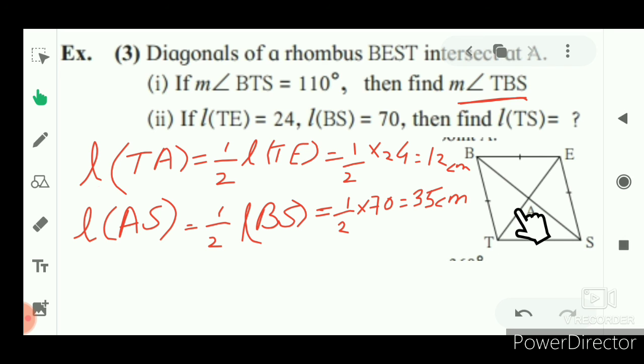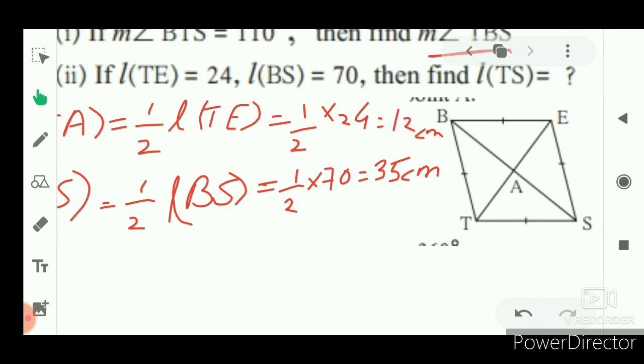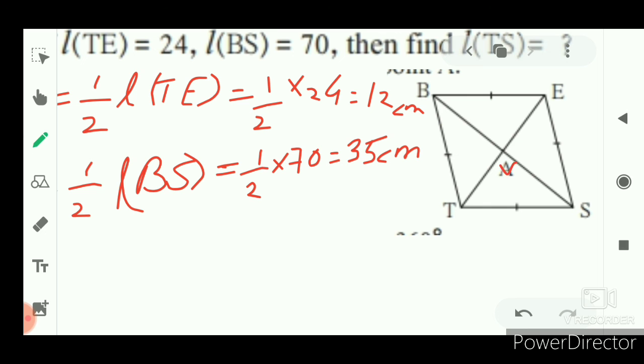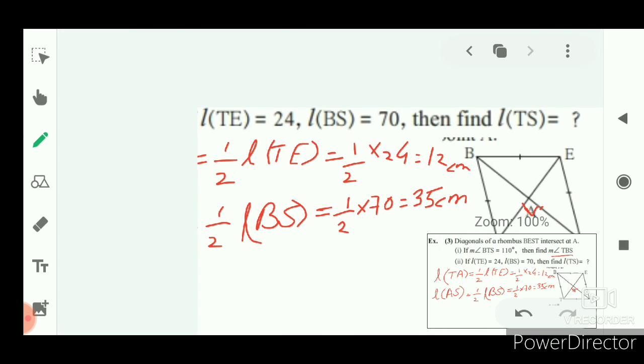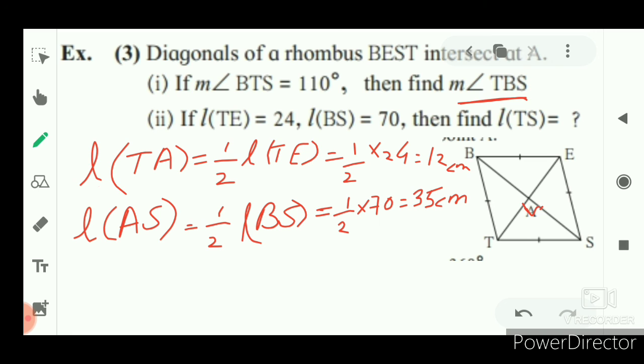In triangle TAS, we know the side TA is 12 centimeters, which we have calculated, and side AS is 35 centimeters. This is a rhombus given in the question, and the diagonals of a rhombus are perpendicular bisectors of each other, meaning they make an angle of 90 degrees. Here is the angle of 90 degrees. It means that triangle TAS is a right angled triangle, and the side opposite to this right angle is the side TS. So TS is the hypotenuse of triangle TAS.